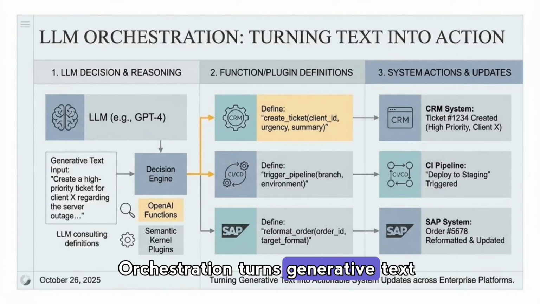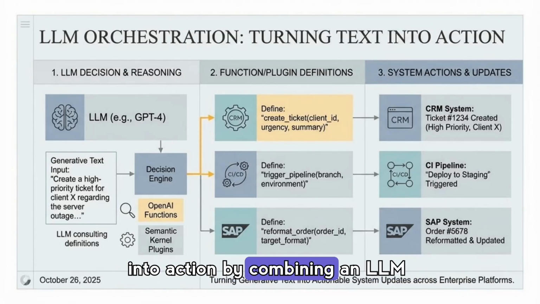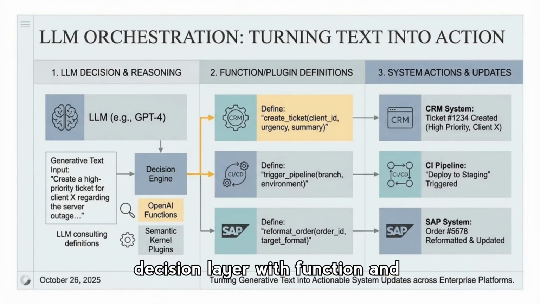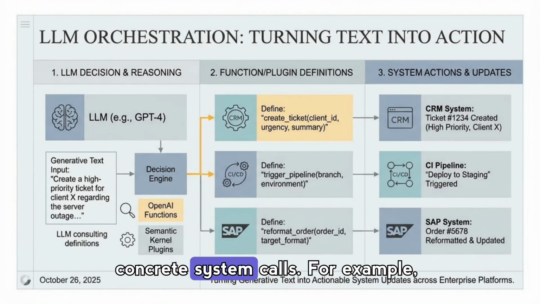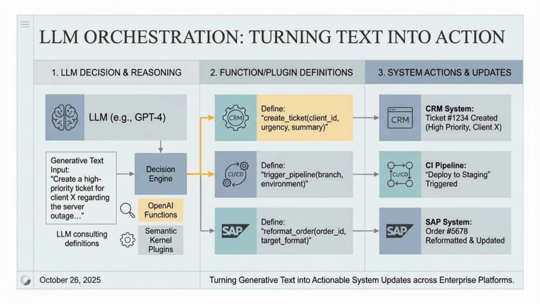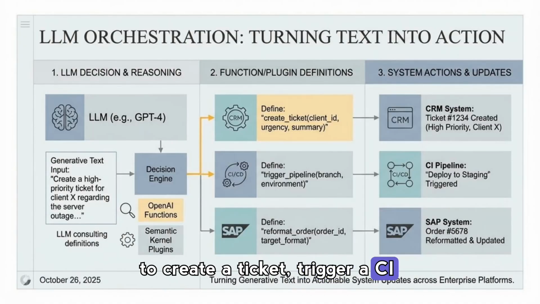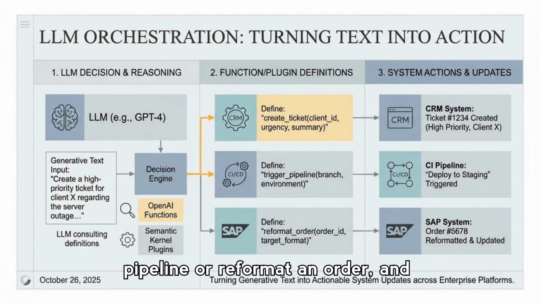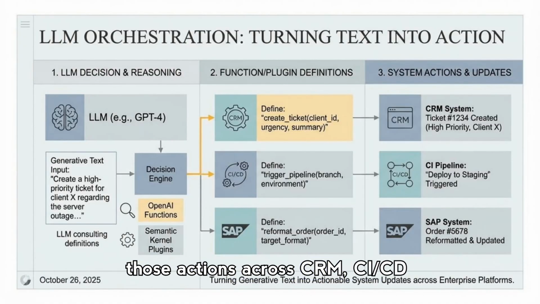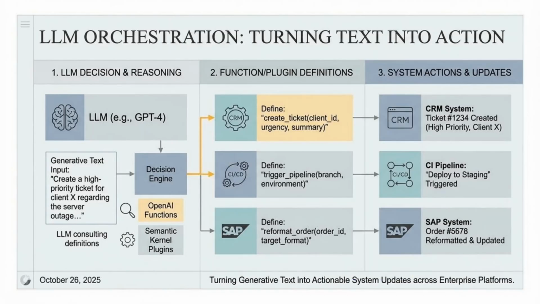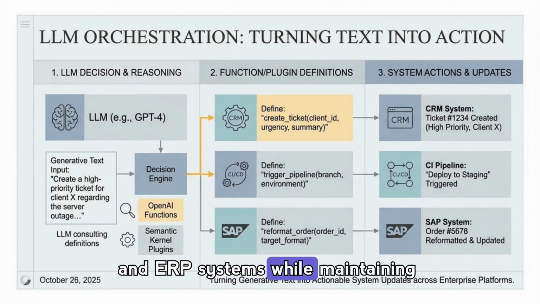Orchestration turns generative text into action by combining an LLM decision layer with function and plugin definitions that map text to concrete system calls. For example, the model may generate a request to create a ticket, trigger a CI pipeline, or reformat an order, and the orchestration layer executes those actions across CRM, CI, CD, and ERP systems while maintaining safety and traceability.